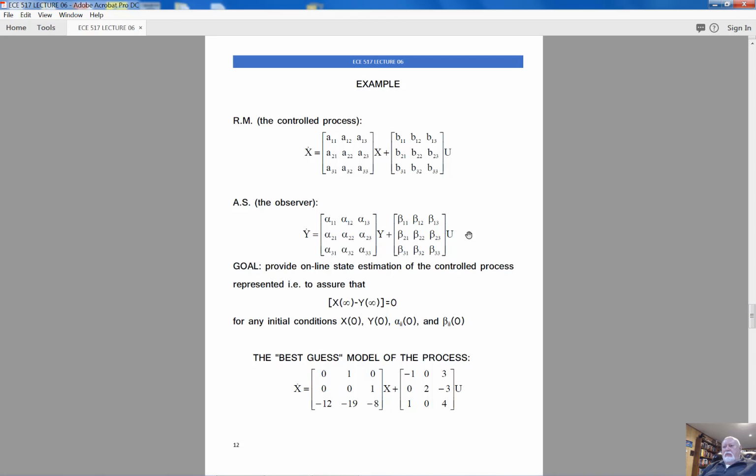Our goal is to build an online state estimator for the controlled process. Our goal is that as time approaches infinity, the discrepancy between the state vector of the controlled plant and the adjustable system should be 0. And actually this should happen during the settling time. We don't have to wait for infinity. And it's supposed to happen for any initial conditions.